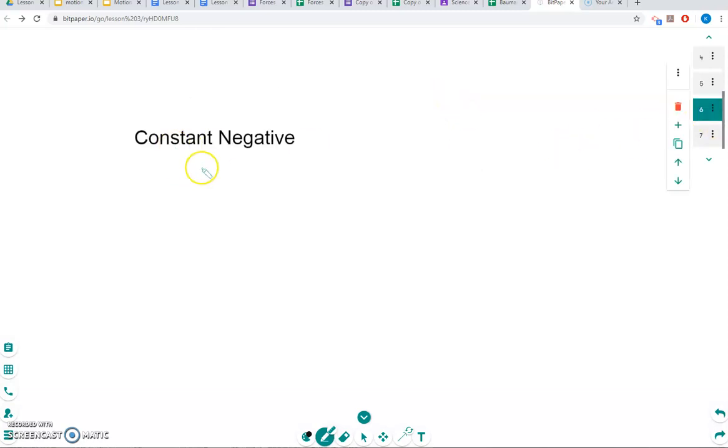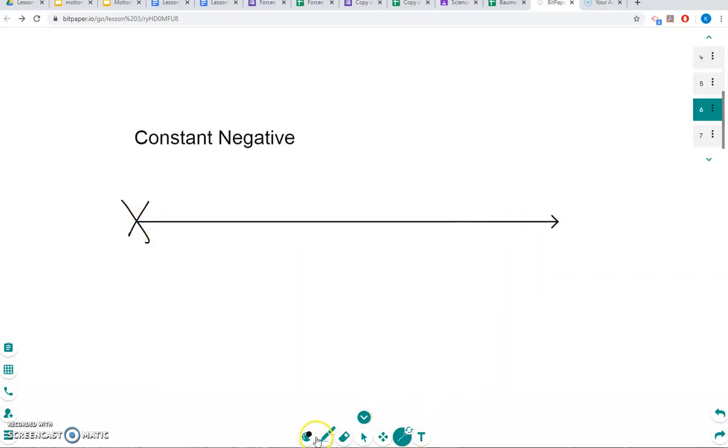I want to now show you what it looks like when you're traveling in the negative direction. So, I just hand drew that. I'm sorry. I have better tools. There we go. That looks very nice and official. Let's put our reference point here.